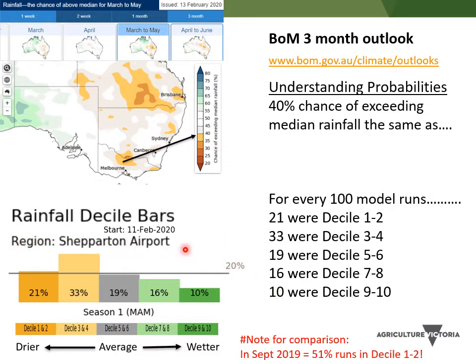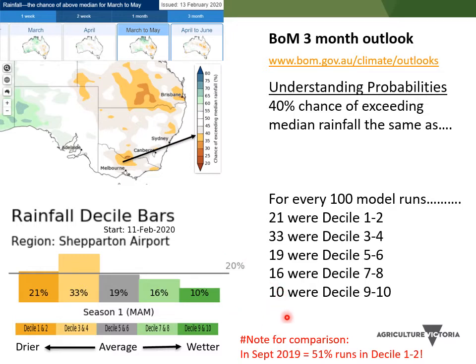And a key is sometimes you might see a forecast where it says 50% chance of above or below median. A lot of people say, oh, that just means average. Actually, it doesn't quite mean average. It often means that there's as much chance of decile 1 as there is of decile 10. So it's important that when we're reading these seasonal forecasts, we understand what they are saying and what they're not.